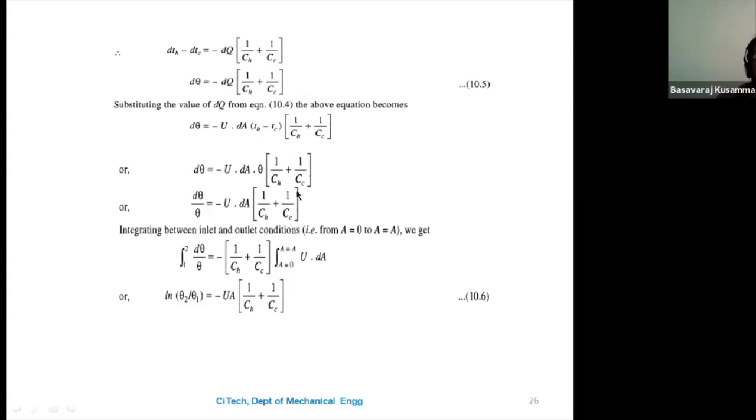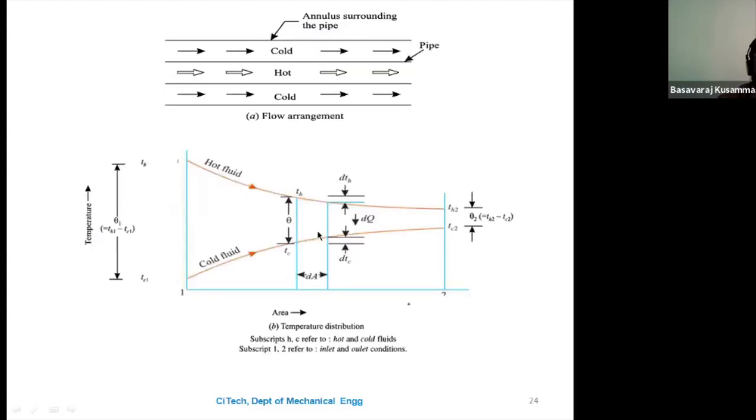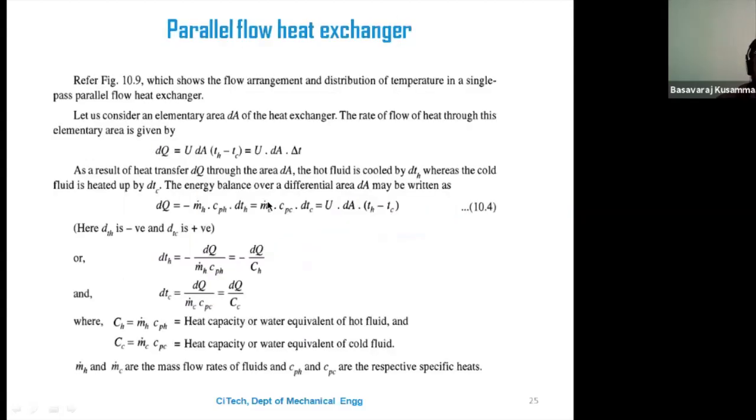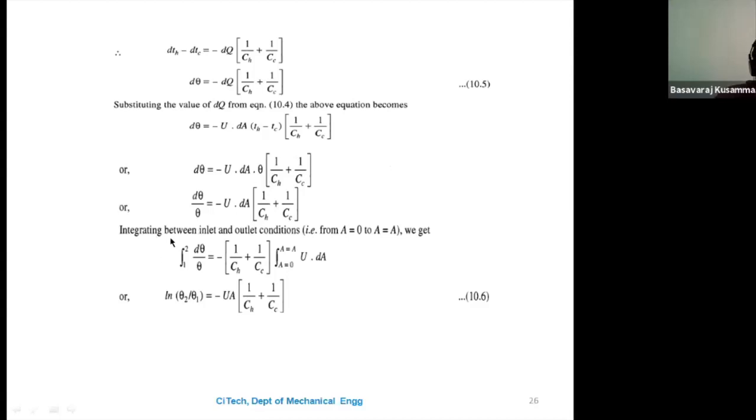This is only for the elemental area. In the diagram, only the elemental area we need to consider. But we want the equation for the entire heat exchanger, so for that purpose we are going to integrate between the inlet and outlet conditions, from area 0 to A. The inlet condition is called 1 and the outlet condition is called 2.